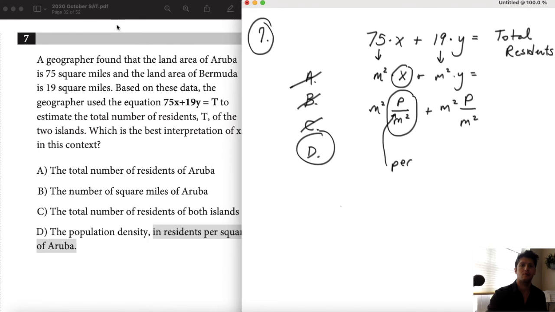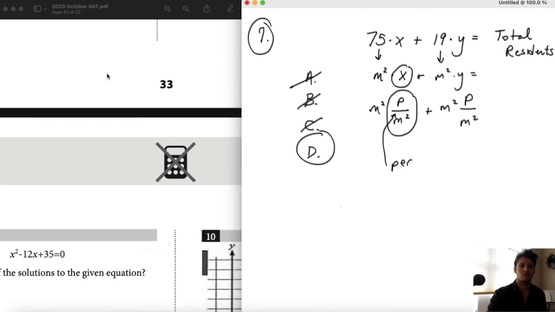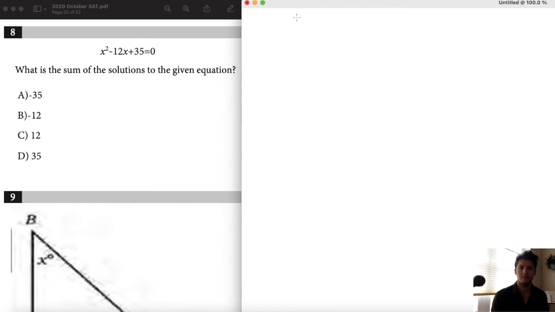So we're about halfway through the multiple choice, which means we expect that these questions are starting to get to the difficult stuff, or at least the medium level difficulty. Here's number 8. What is the sum of the solutions of the given equation? There's a high likelihood that one of these answers is just one of the solutions as opposed to the sum of the solutions.